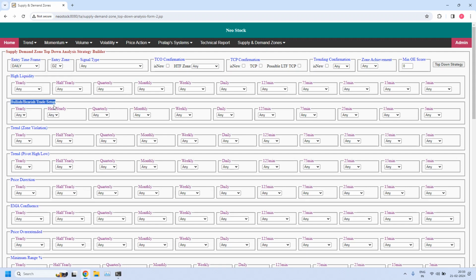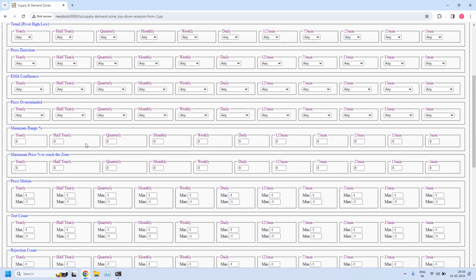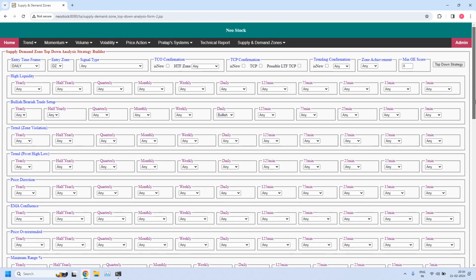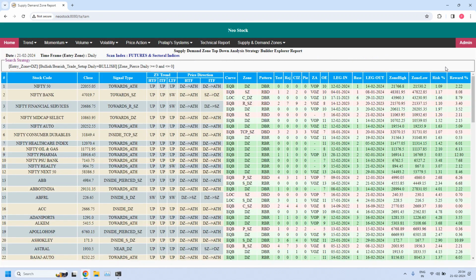And in the parameter bullish or bearish trade setup at daily, I am selecting bullish. And we don't trade on pierced zones. So that is the reason why the last parameter in this page, pierced count, I am setting 0 at daily. That means our pierced count should be 0 for all our demand zones. So this is the filtered list.